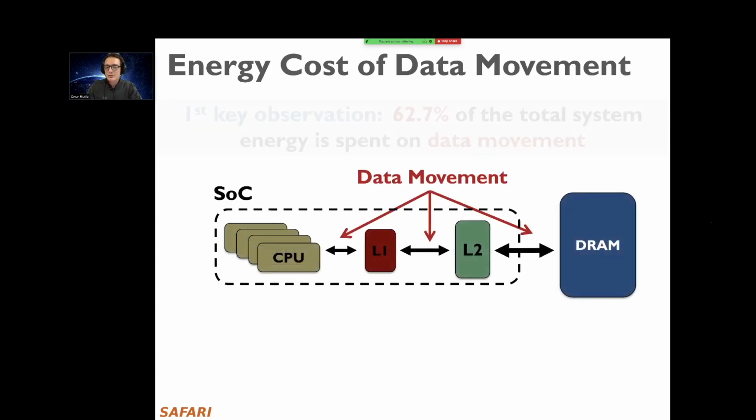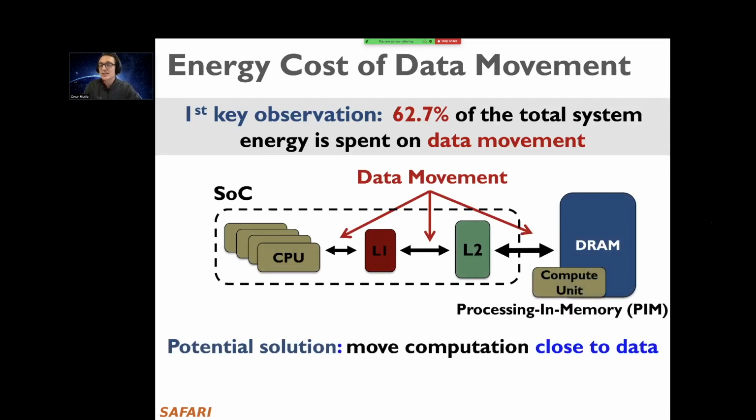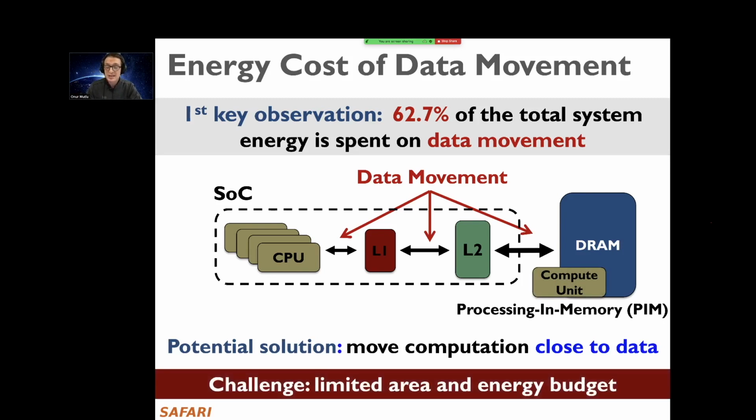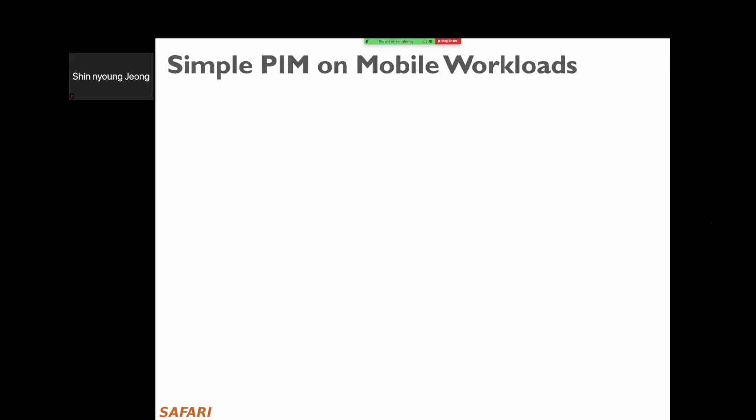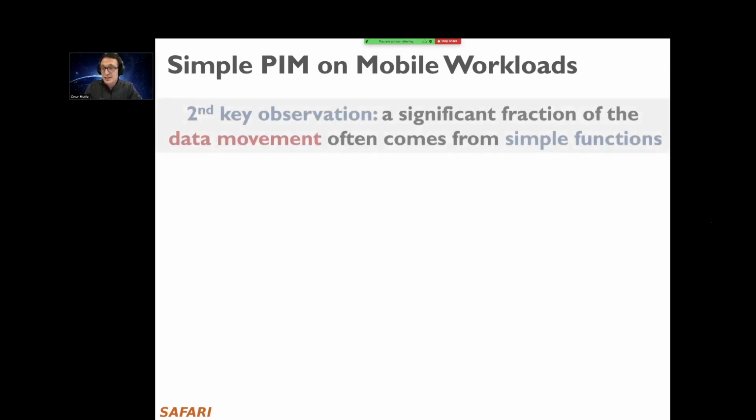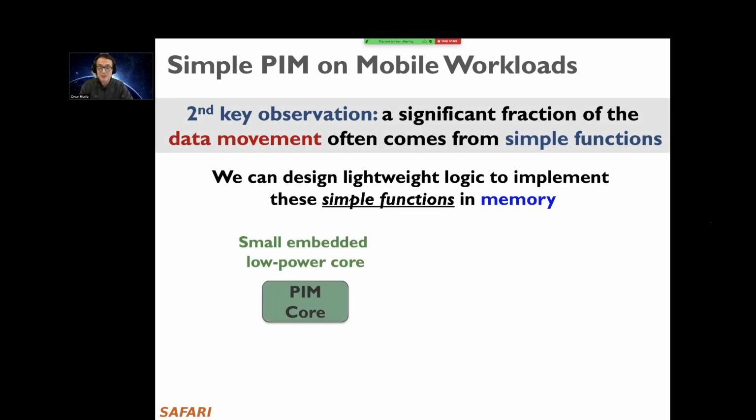And we quantified the energy cost of data movement. As I mentioned, we found out more than 62% of the total system energy is spent on data movement on these workloads. And we wanted to examine the solution of moving computation close to data in 3D stacked memories. And the key challenge here in a mobile computing system is you have even more limited area and energy budget. So our second observation actually helps us. We find that a significant fraction of the data movement often comes from simple functions. I'm going to give you some examples of this.